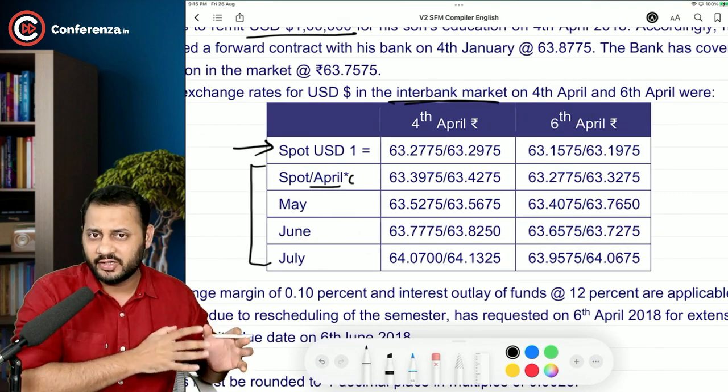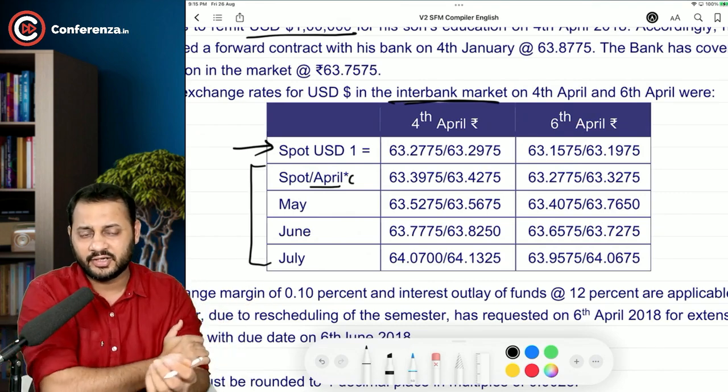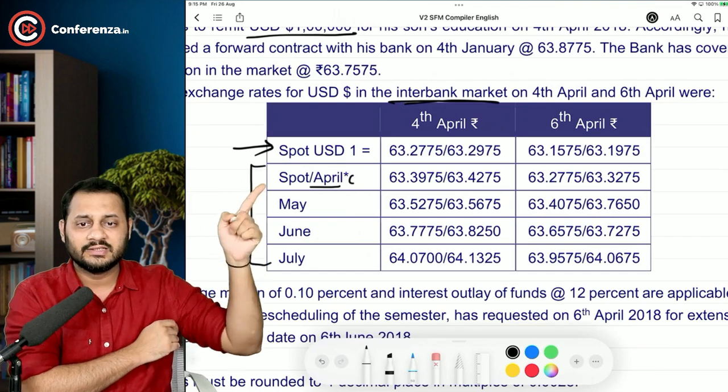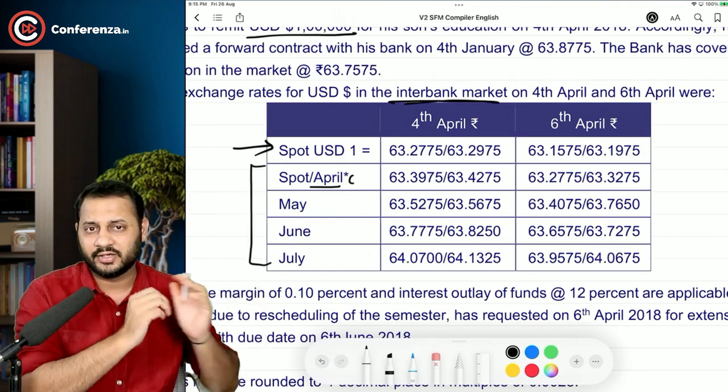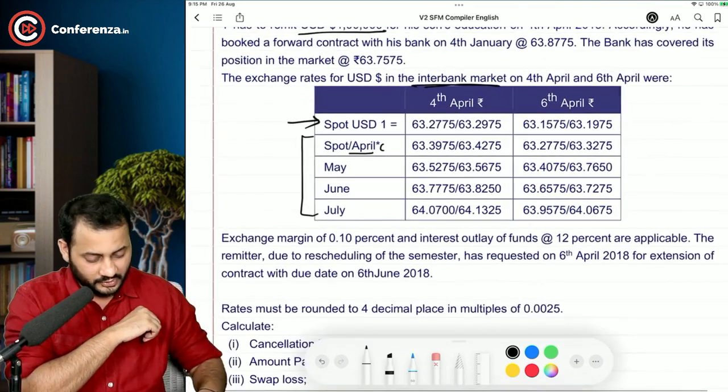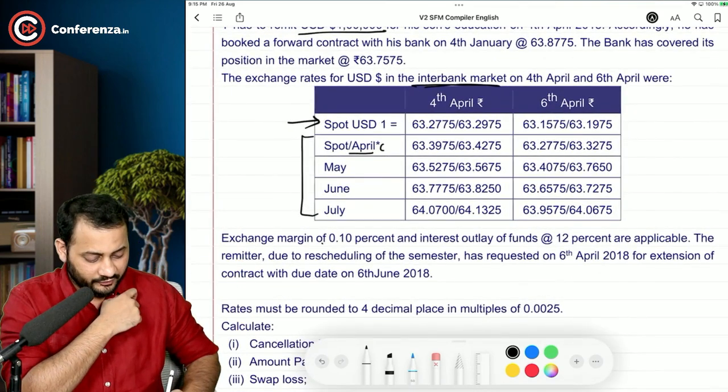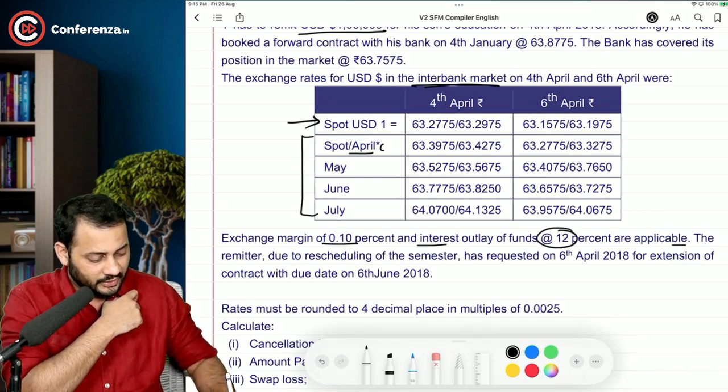Every day's forward rate for the future months will be different, right? So on 4th April, these are the forward rates for each month. And on 6th April, these are the forward rates for each month. Okay. Exchange margin of 0.10% and interest on outlay of 12% per annum will be applicable.